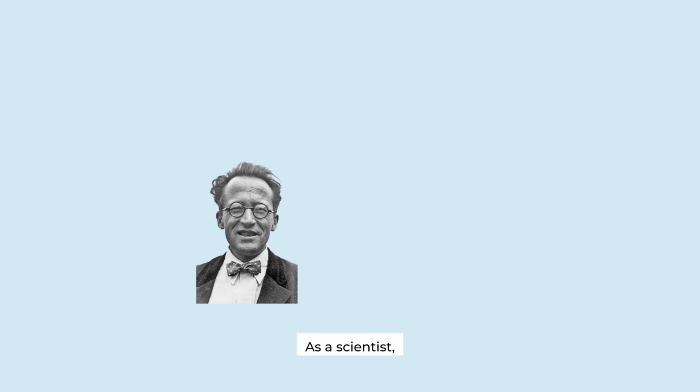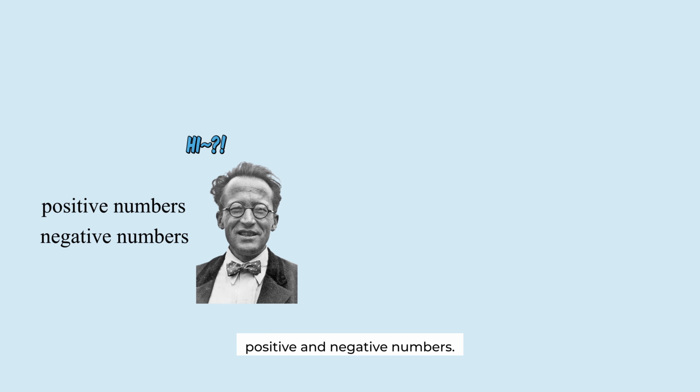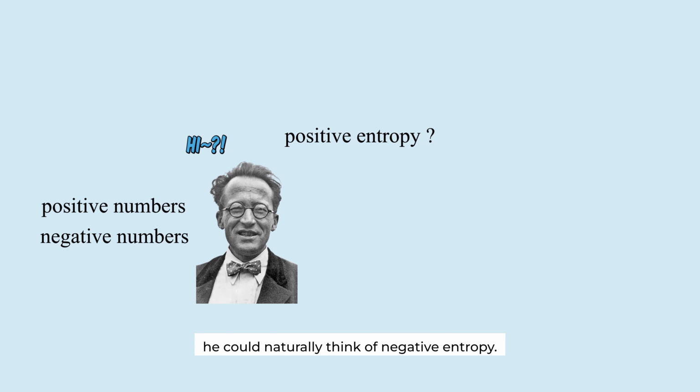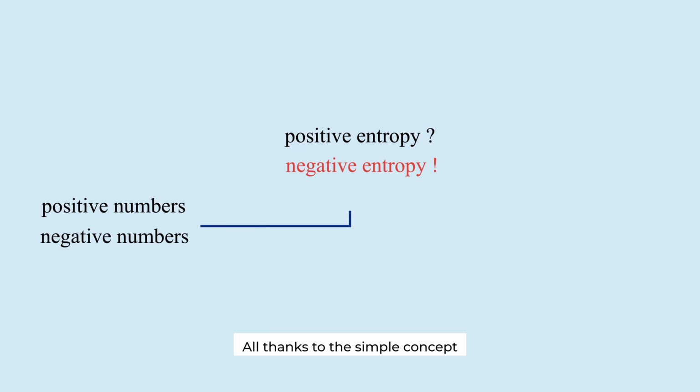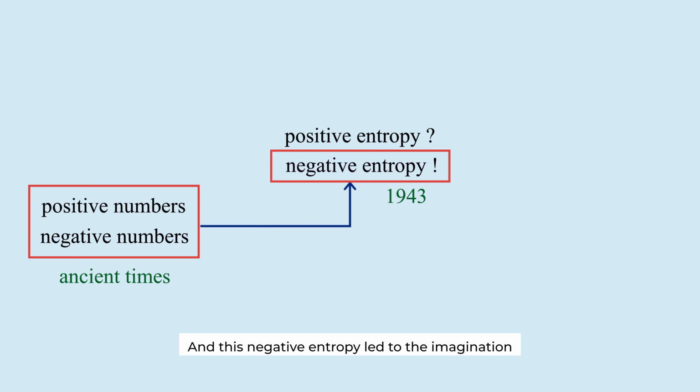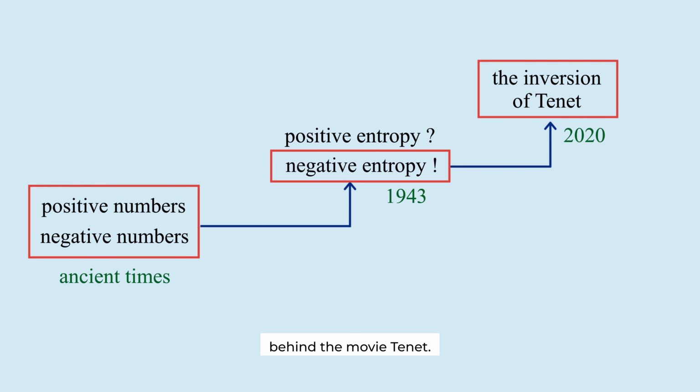As a scientist, Schrodinger was very familiar with positive and negative numbers. It was natural for him to imagine the opposite of any phenomenon he observed. When he saw positive entropy, he could naturally think of negative entropy, all thanks to the simple concept of positive and negative numbers. It allowed him to imagine and express negative entropy in a formula, and this negative entropy led to the imagination behind the movie Tenet.